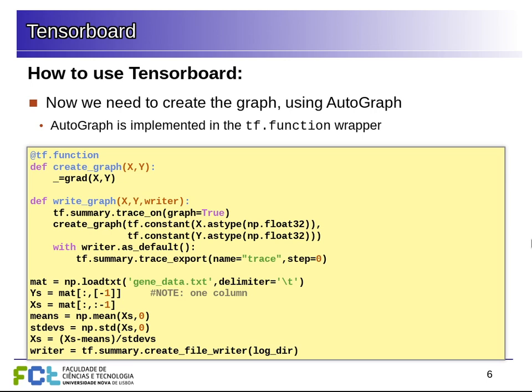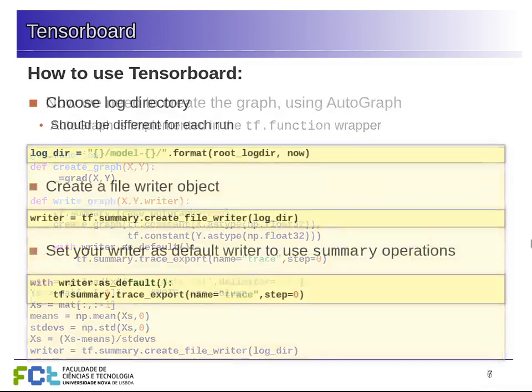So basically, we create this object so that we can write to the log. In this function here that we call afterwards, the write graph, we will turn on tracing and create the computation graph and then export that into the log.